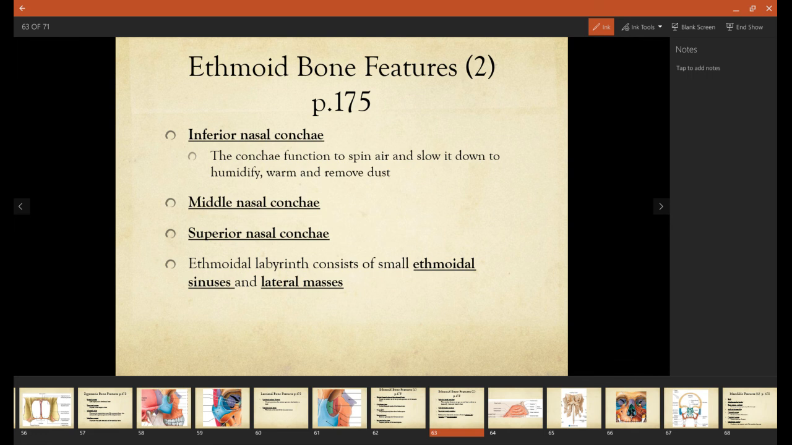On the ethmoid, we're also going to see the conchae. And they're just named after where they're located. We have one on the bottom, which is the inferior nasal conchae, one in the middle, which is the middle nasal conchae, and then the superior nasal conchae on the top.